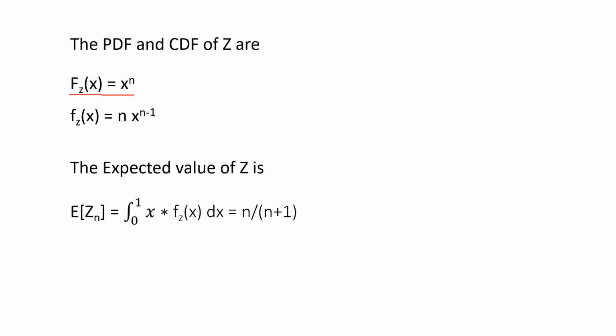So now we have the CDF x to the power n. We can differentiate it with respect to x to get the PDF, which becomes n times x to the power n minus 1. And using the definition of expected value, x times f of x dx, and we integrate it from 0 to 1, we get the expected value of Zn equal to n over n plus 1.